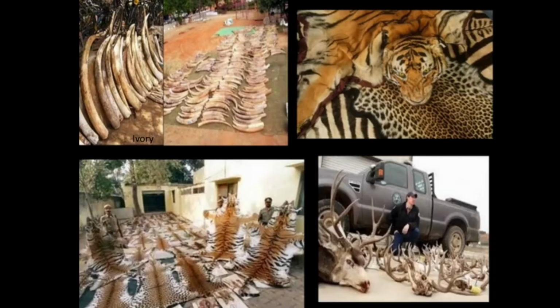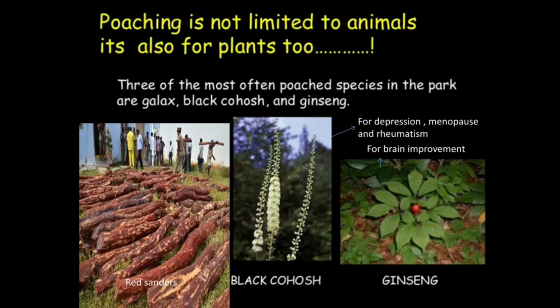Here in this picture, you can observe the poaching of different animals, such as elephants for their tusks, tigers for their skin, and antelopes for their heads. Poaching is not limited to animals, it's also for plants too.